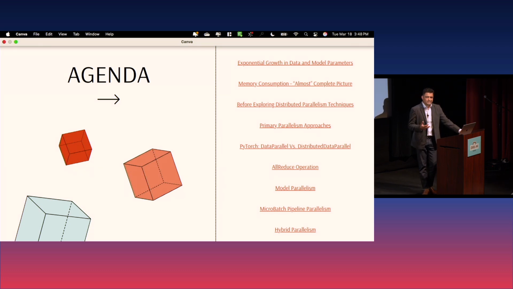So for the agenda today, we're going to start with the motivation. Why are we having to discuss this to begin with? Then we're going to have a quick look at the complete picture of memory consumption, what different components are involved and how they consume memory. We're going to have a quick view on, before we start to talk about parallelism, what are some things you want to still take into account to make your process more efficient. Then dive into some primary approaches that are out there, and then take it from there in terms of data parallelism and model parallelism.